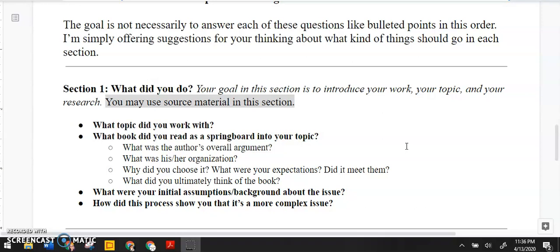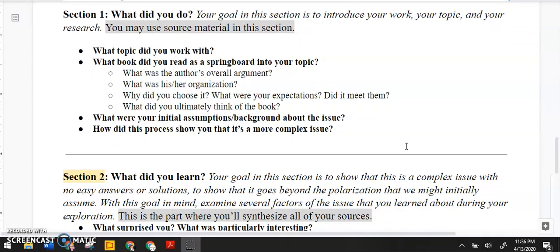Here's some supplemental questions you might talk about with regard to your book. What was your initial assumption, your initial background on the issue, and then how did this process show you that it's a more complex issue? This is going to lead you into section 2. Section 2 is the big one.